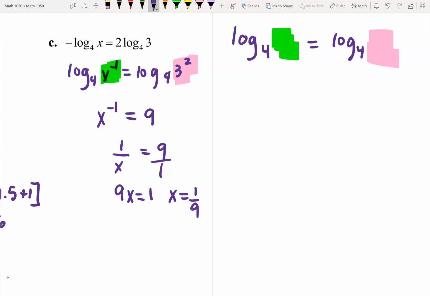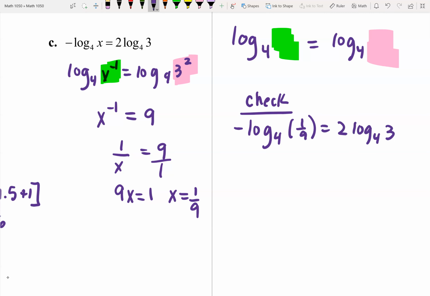Am I done? No. You have to write the word check, then go negative log base 4 of 1/9 equals 2 times log base 4 of 3. I want you to put it in your calculator by yourself, okay? I want to see if you can get the same number on the right as the left. The only way it won't is if you're taking the log of a negative or if we made a mistake, and we did not make a mistake. And I don't see a log of a negative, so it should work out.